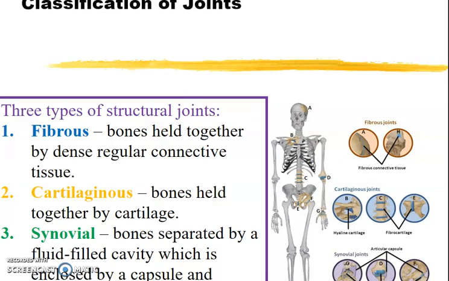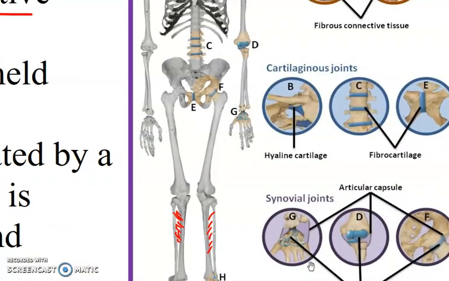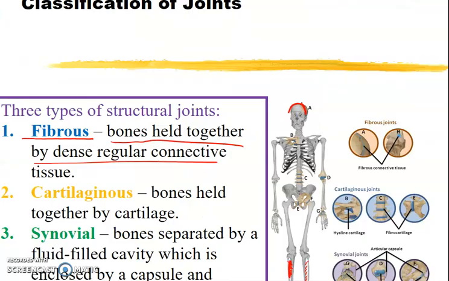So, the joint classifications, we have fibrous. Bones are held together by dense, regular connective tissue. So in our sutures, they're being held together by dense, regular connective tissue. In our forearms and our legs, remember I kept telling you there's an interosseous border on the bones? Well, there's dense, regular connective tissue in there. And actually, in your teeth, there's dense, regular connective tissue in there as well.